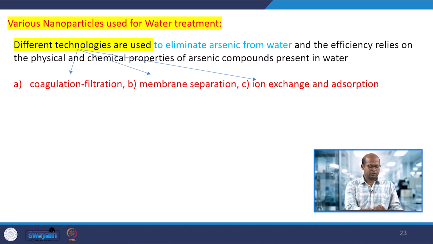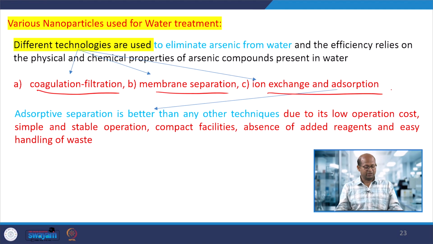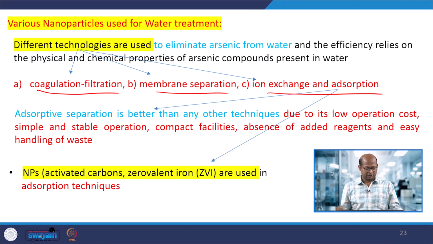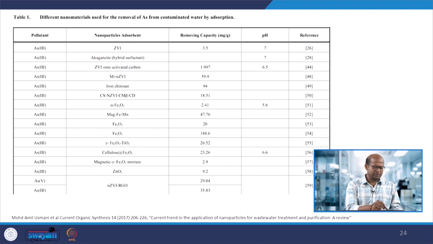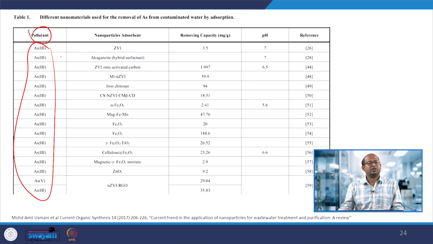So, here coagulation, filtration, membrane separation, or ion exchange and adsorption methods we can use. In ion exchange and adsorption methods, that is what we will particularly discuss. Here zero valence ions can be used. You can see one table is given, where the pollutant is arsenic, in the +3 and +5 oxidation states.